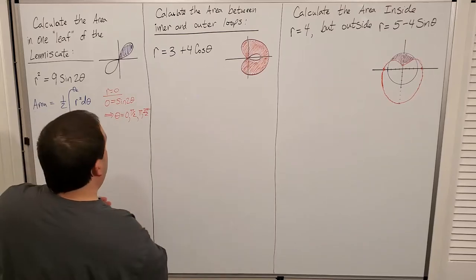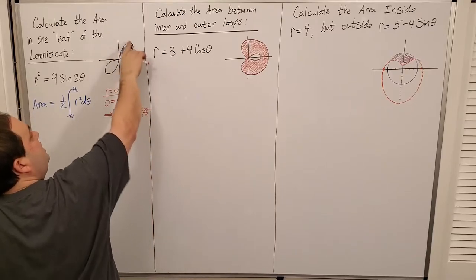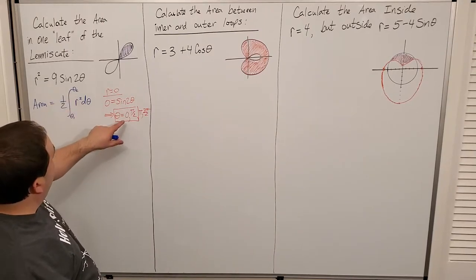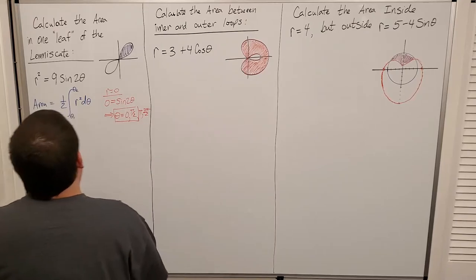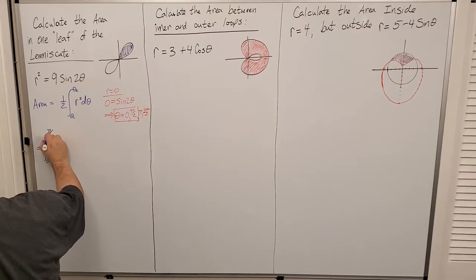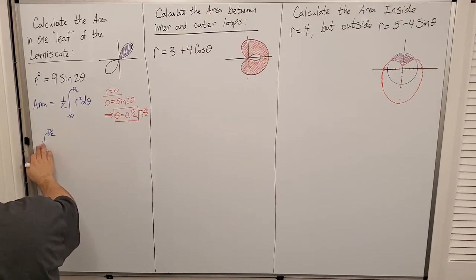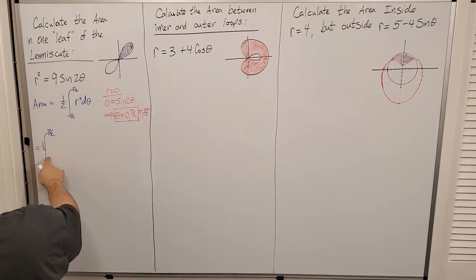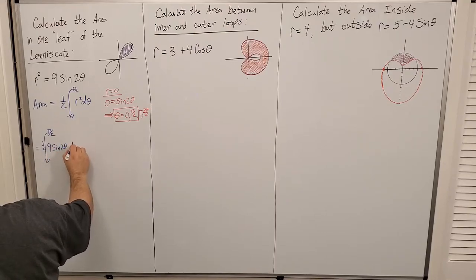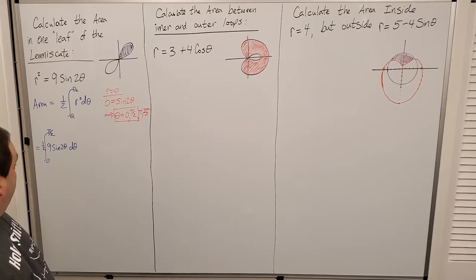So between zero and pi over two, that's that first leaf right there. So that's my theta one and theta two. All right, so let's set up our integral. I'm going to have the integral from zero to pi over two, r squared, and don't forget the 1/2 out front. I almost forgot it just then. 1/2. R squared is just equal to 9 sine 2 theta times d theta. I didn't actually have to square it. It was already r squared in this particular example.